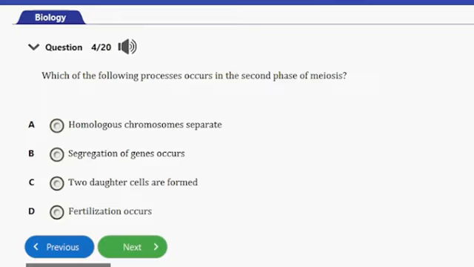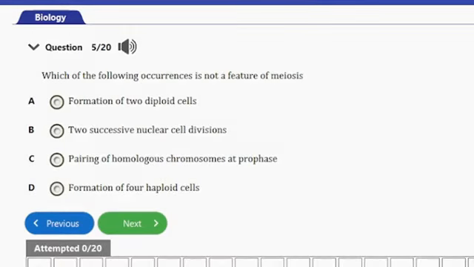Homologous chromosomes separate. The second phase of meiosis is called meiosis 2, and it's actually similar to mitosis. In this phase, the sister chromatids of each of the chromosomes separate and move to the opposite poles of the cell. So that's it for this question, and the answer is option A. The next question is question number 5.